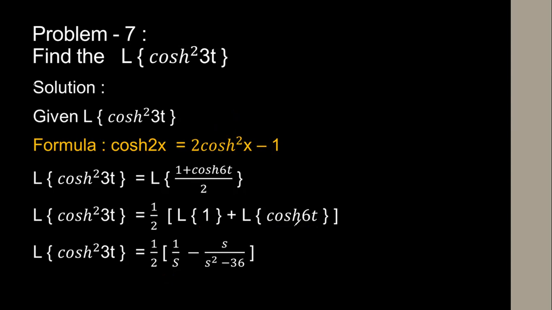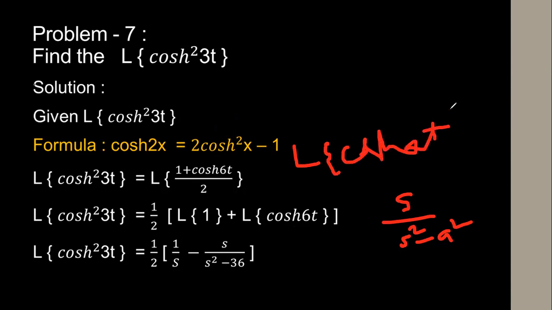What is the Laplace transform of cos h 6t? It is a hyperbolic function, which can be represented as s by s square minus a square for hyperbolic functions, that is, Laplace transform of cos h at type of functions. So it is s by s square minus a square. What is the a value here? 6. So s by s square minus 6 square, and 6 square value is nothing but 36.